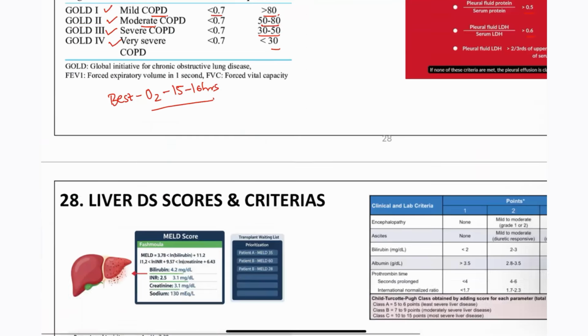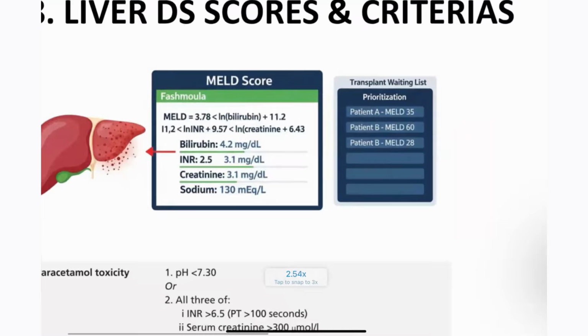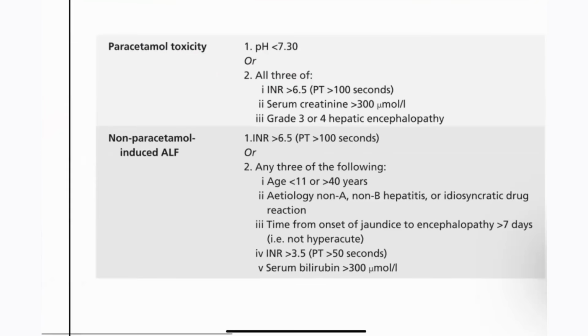Next, coming to the liver diseases and the scores. First, here you can see this is the MELD score. The MELD score is important for transplantation. What are the components? You don't have to remember the formula or the points, but the components are important. In the MELD scoring, bilirubin, INR, creatinine and sodium, these four are important, and the criteria is for transplantation.